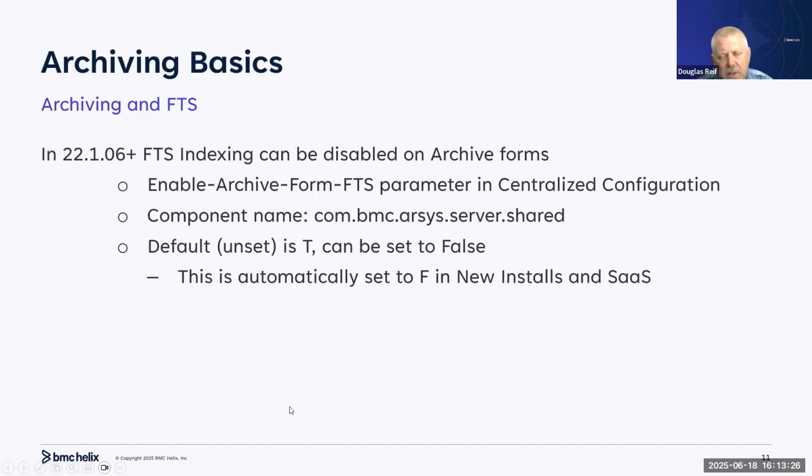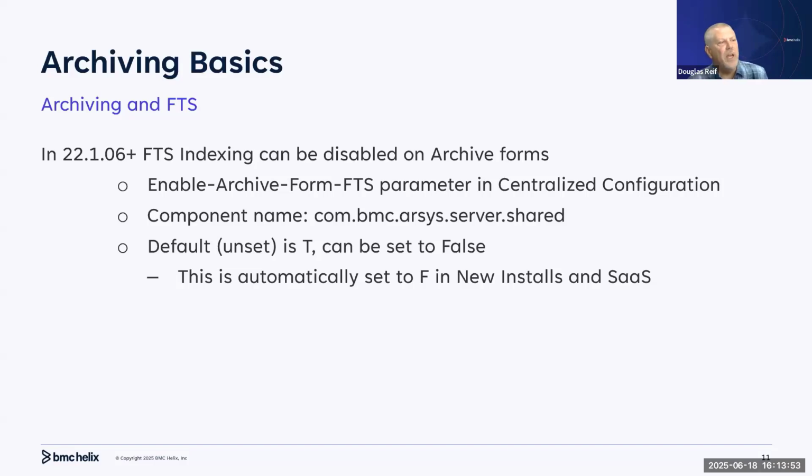A quick note for some of those of you that have been around a while. One of the complaints that we've had over the years is that if you have a form that is FT indexed, let's say HPD Help Desk, we know that has some FTS, MFS indexes on it. The archive form also gets those indexes. So whenever you do an FTS re-index, you'll notice that a lot of time is spent indexing the archive data, which you probably don't even care about.